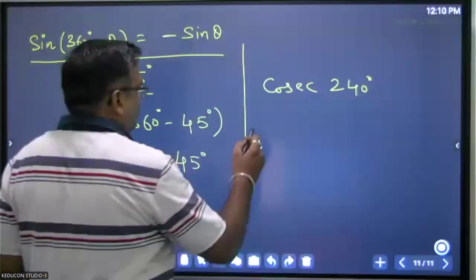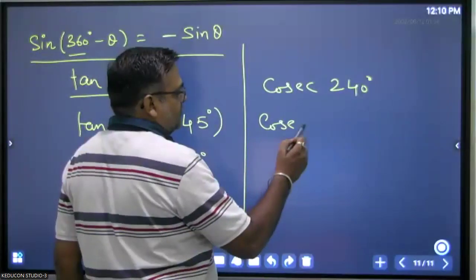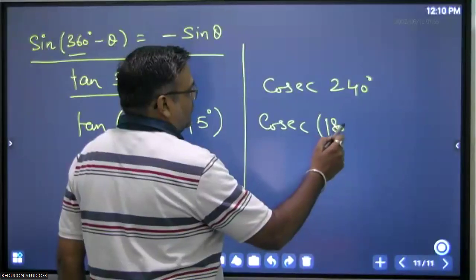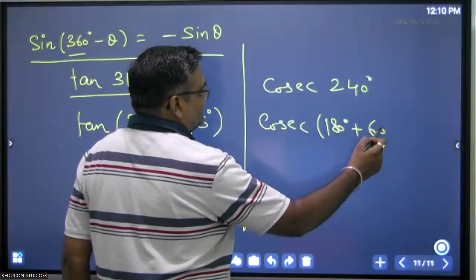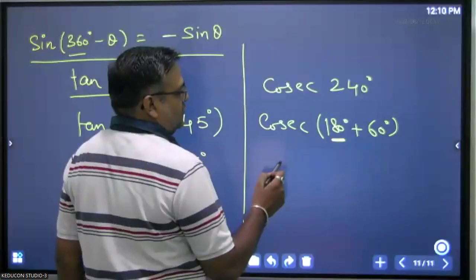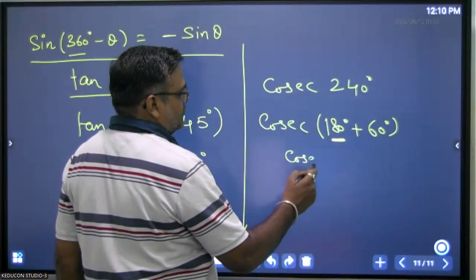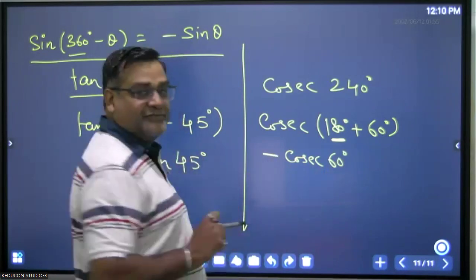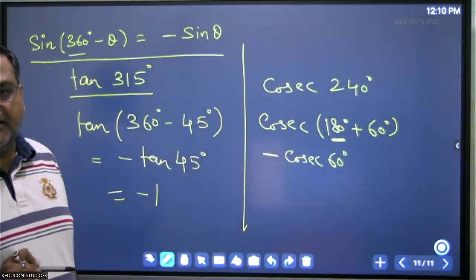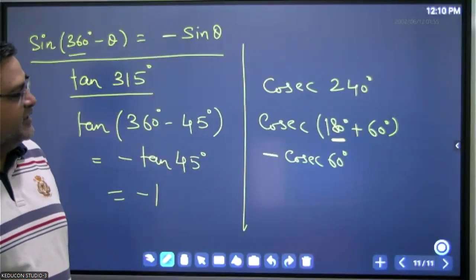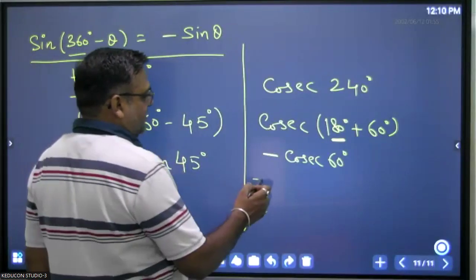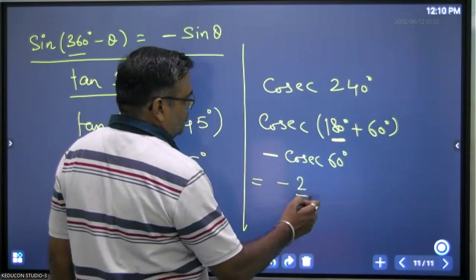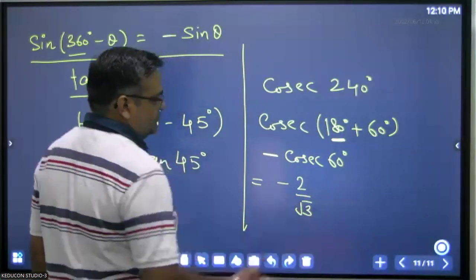Look, children, this will be cosecant of 180 plus 60 degrees. So here the trigonometric ratio will not change. It will remain cosecant. But in the third quadrant, cosecant is negative. So hence it will be, yeah, very good. So cosecant 240 degrees will be minus 2 by root 3.